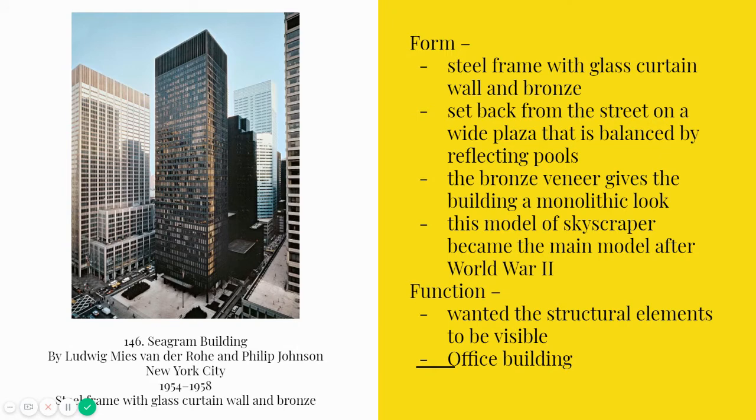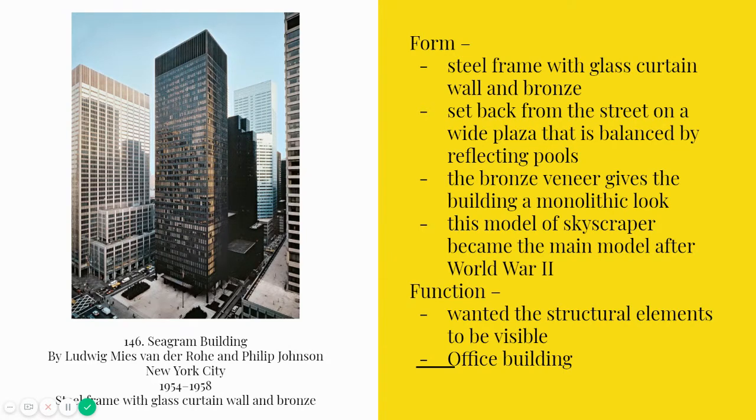And what we have here is a steel frame with a glass curtain wall and the use of bronze. So a lot of similarities to that Carson Pirie Scott building, but definitely with more of a modern approach. Remember that the Carson Pirie Scott building had a lot of Art Nouveau influence in it. So this is a much more modern approach. We have that steel skeleton frame with the glass curtain wall and bronze.